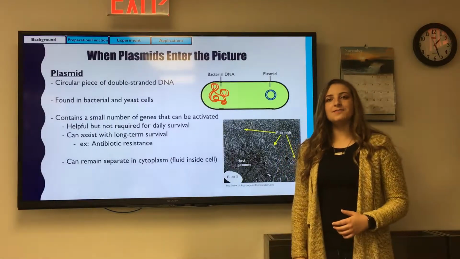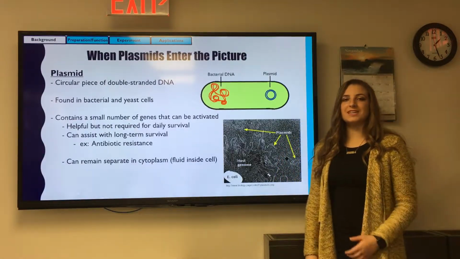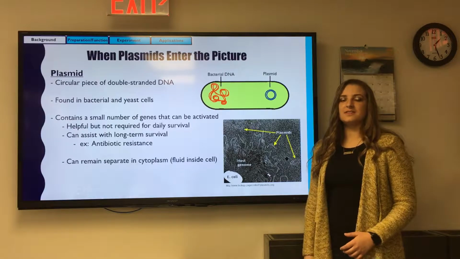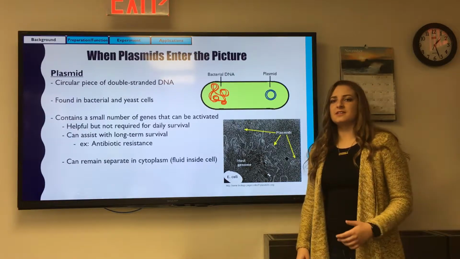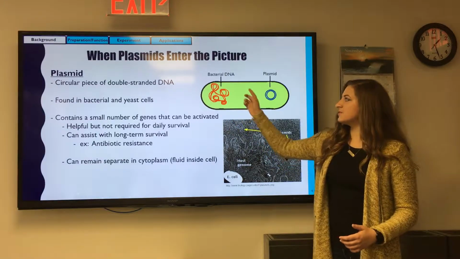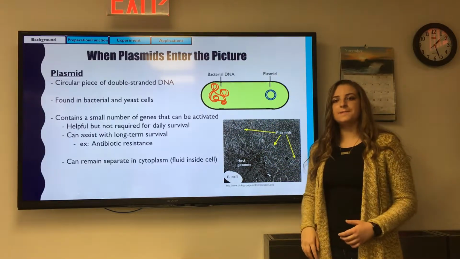A plasmid can be defined as a circular piece of double-stranded DNA found in bacterial and yeast cells. It contains genes that help an organism survive but aren't necessary to daily survival. They remain separate in the cytoplasm and do not have to incorporate into the main DNA.